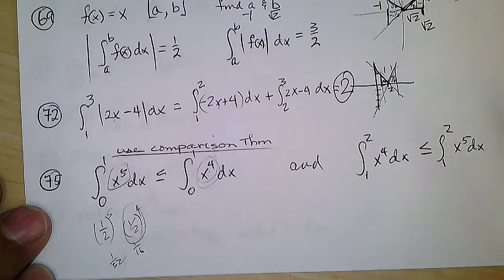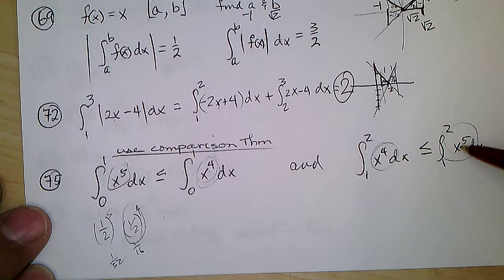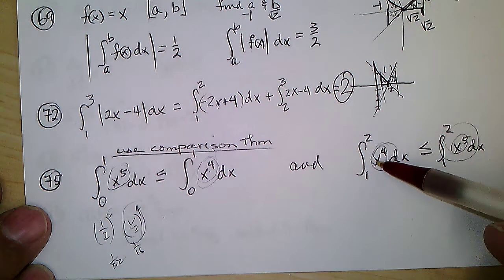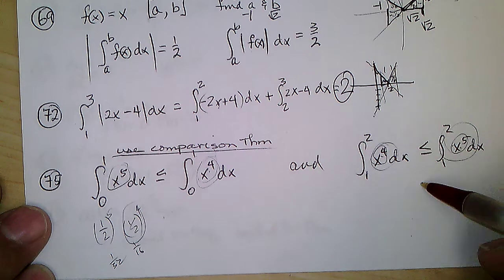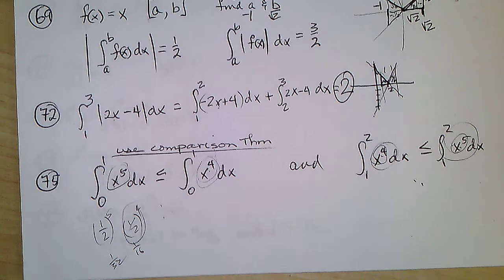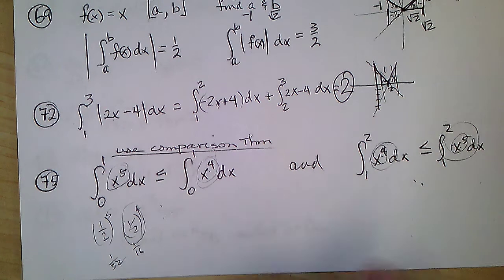Outside of that, past 1, like 1 to 2, this curve is always higher than this curve. 2 to the 5th is more than 2 to the 4th. And so, because the comparison theorem says if the graph is higher than the other one, the area will be more than the other one. And so, that's my justification for those. And I just did it. I didn't write it out, but that's what you would have to do. And that's it.